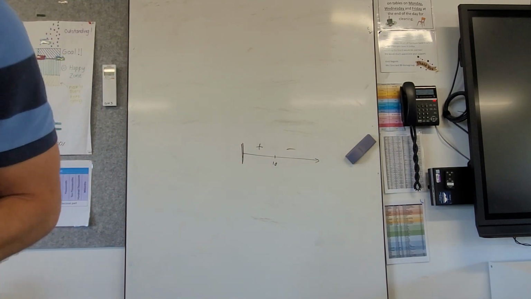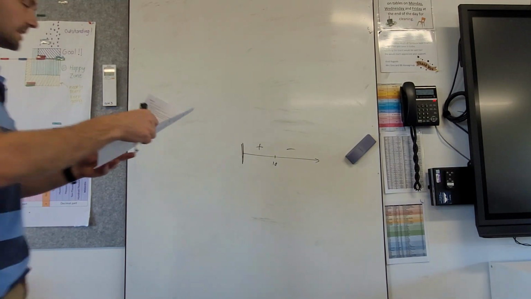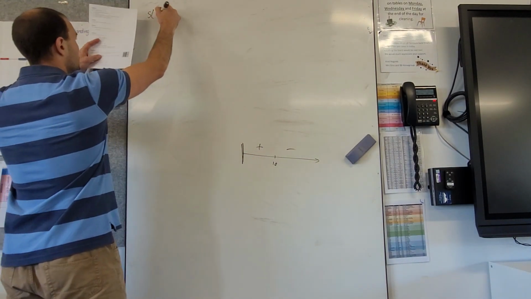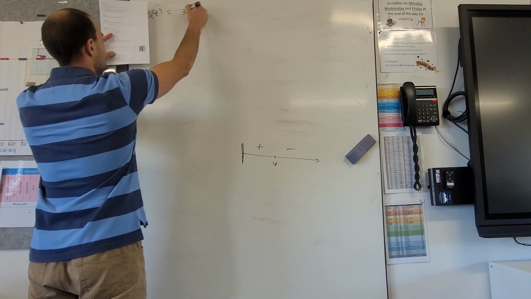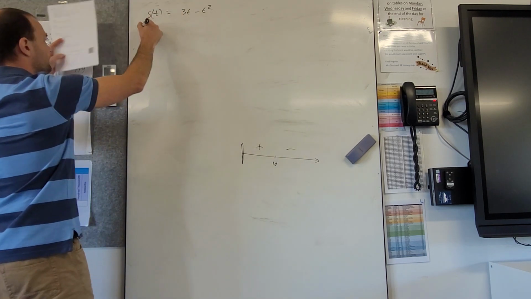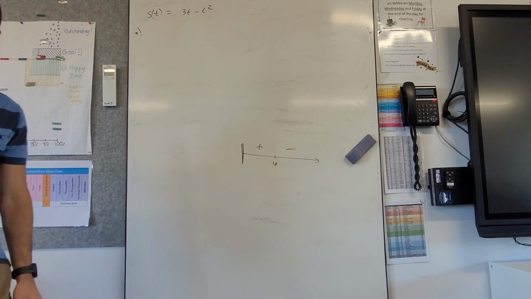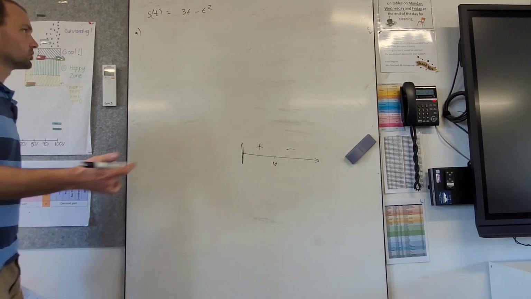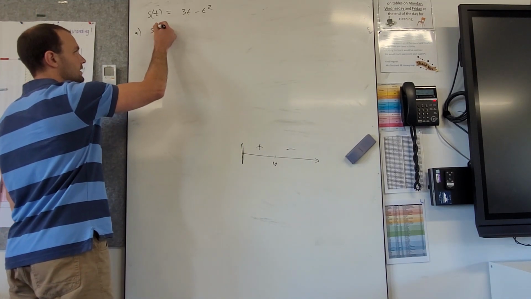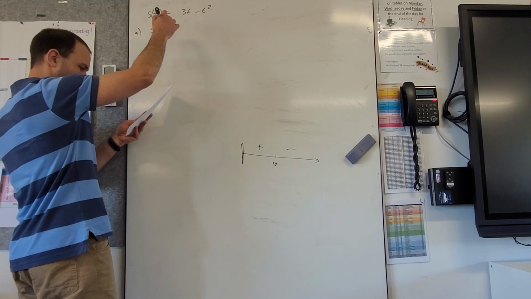So we've got the displacement of an object given by this equation, 3t take t squared. Part A, find the average velocity. Average velocity is just average rate of change: y2 take y1 over x2 take x1. So that means we need, what are our times?